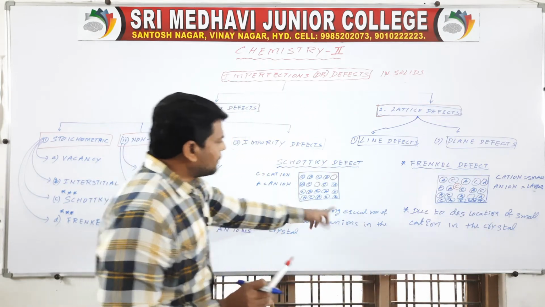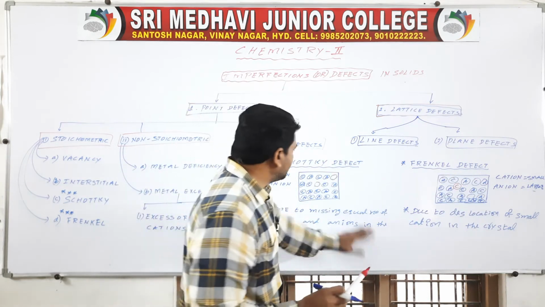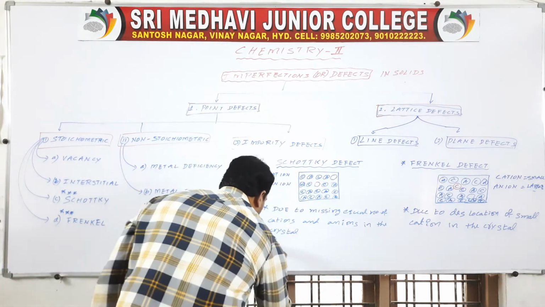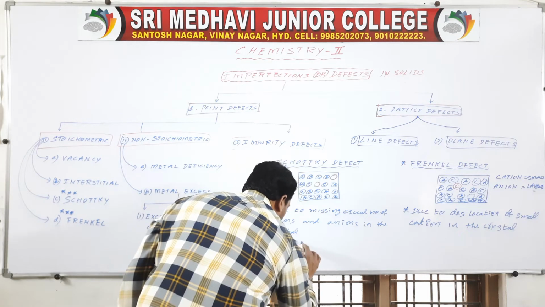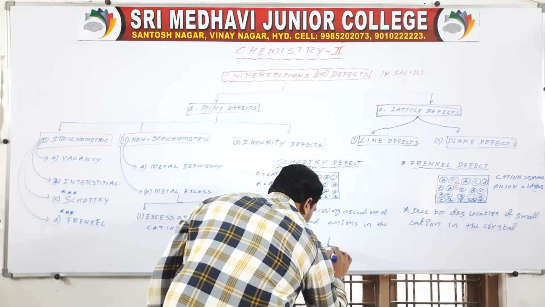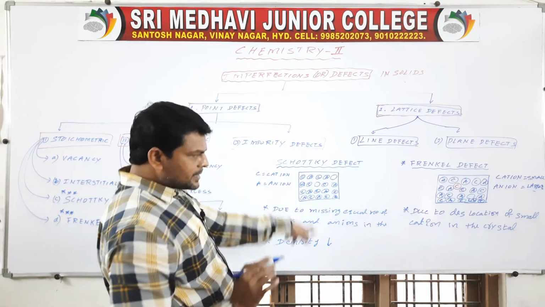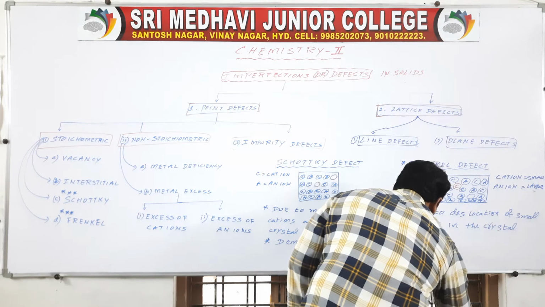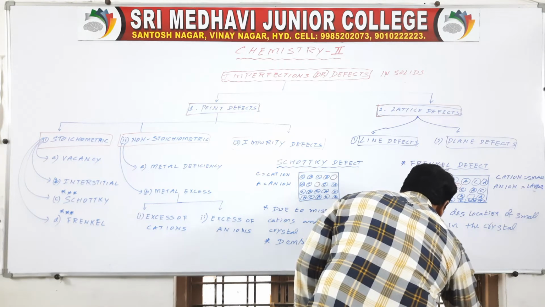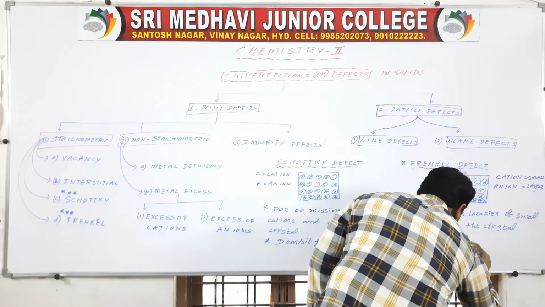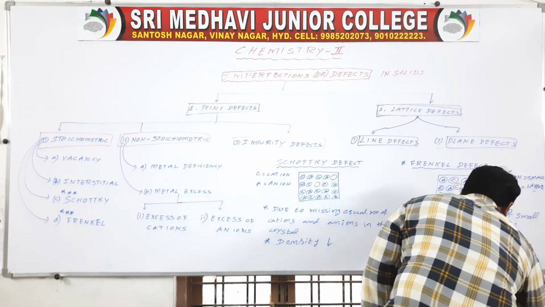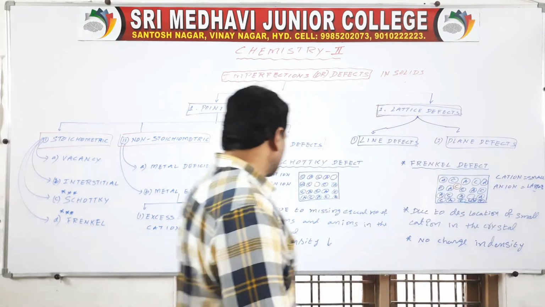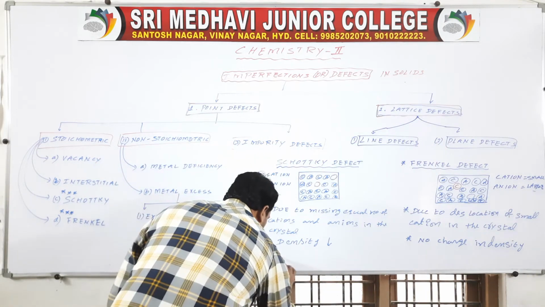Due to missing of equal numbers of cations and anions in the crystal, the Schottky defect is formed. Here density decreases in this crystal. In the Frenkel crystals, there is no change in density.